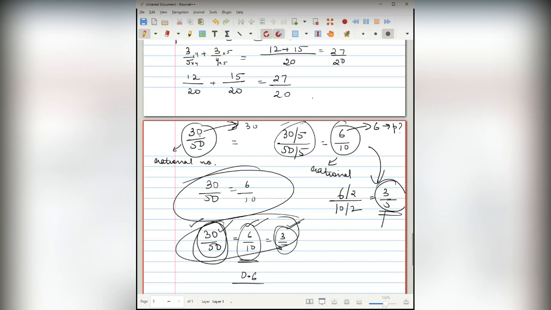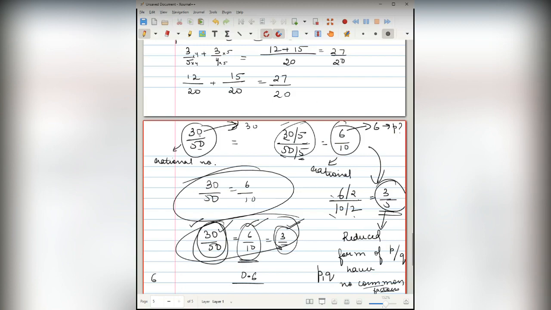Now, one thing to add here is this 3 by 5 is known as the reduced form of P by Q, which means that P and Q have no common factors. Now, if I'm saying common factor, this will help. I divided 30 and 50 both by 5 because I knew that 30 and 50 both can be divided by 5. Here I divided 6 and 10 by 2 because I knew that 2 is the common factor for 6 and 10 both.